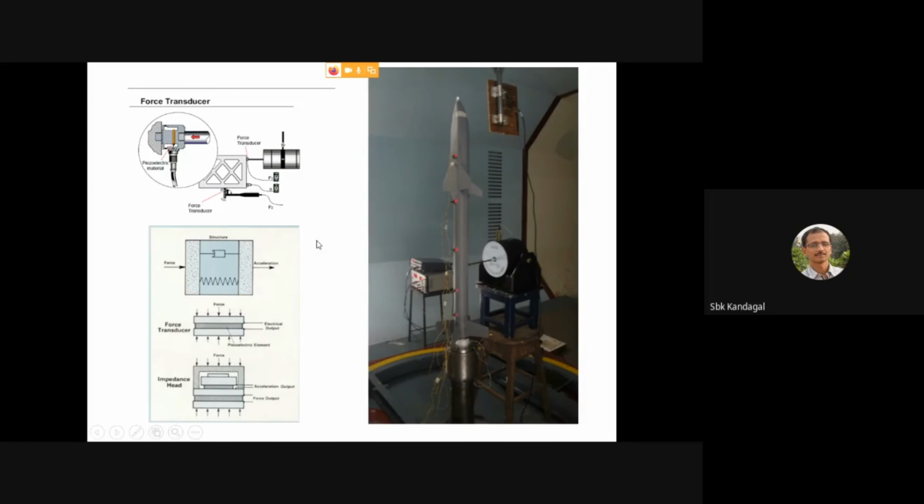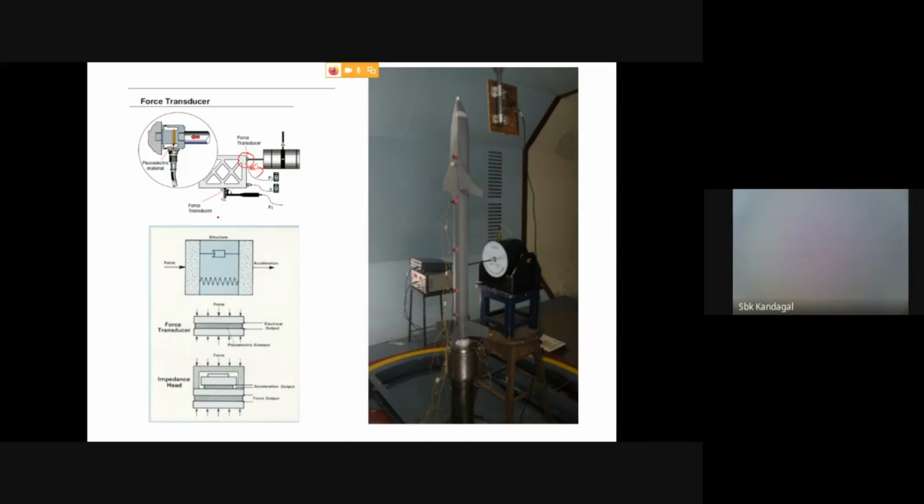Now I will show you the force transducer, how exactly it is used, and its application. If you look at the electrodynamic shaker, it is connected near the structure side, so that whatever force you have applied, we will be able to measure it. And this is how the force transducer works. You have a piezo crystal here and a piezo crystal here. Force is equal to mass into acceleration; it works on this principle.